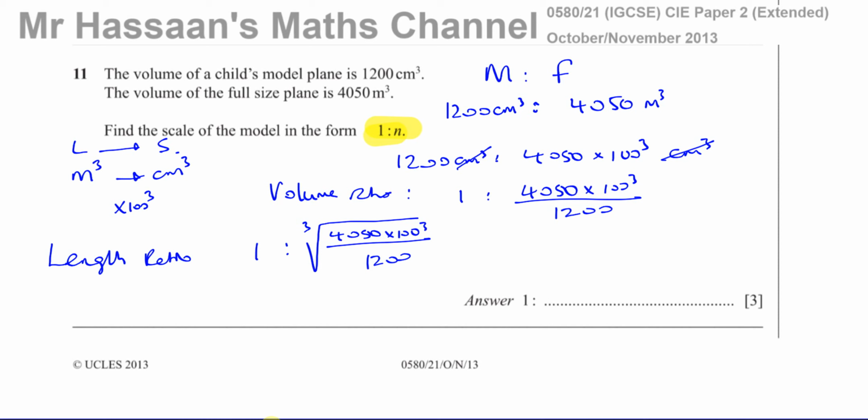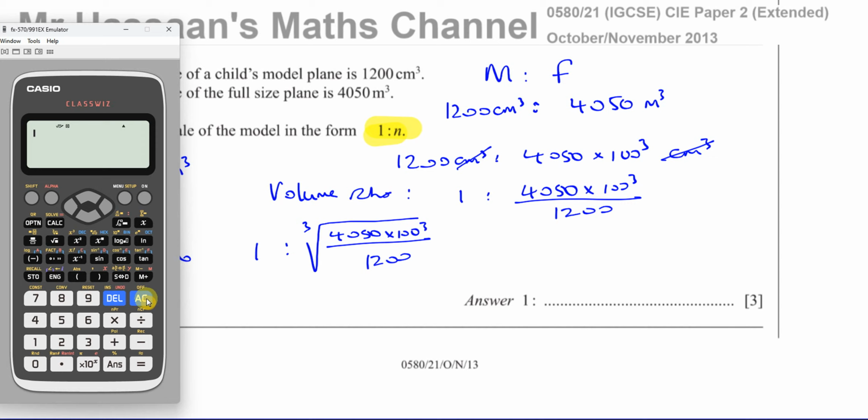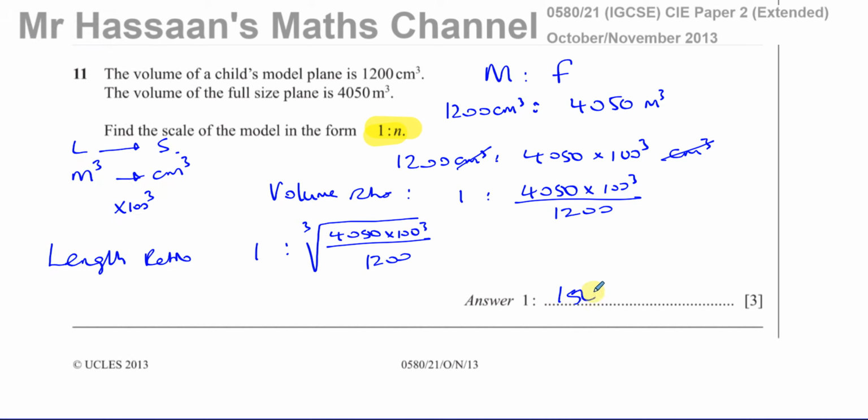So if we take that and do the cube root of, I could have used that button, but no problem. I've got a fraction, 4,050 multiplied by 100 cubed divided by 1,200. That gives me 150. So it's 1 to 150. That's the scale of this model.